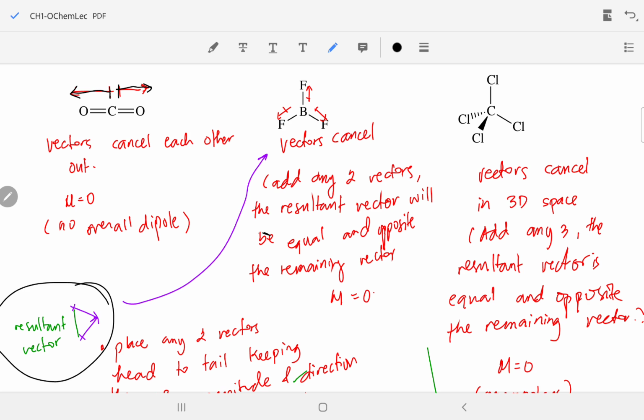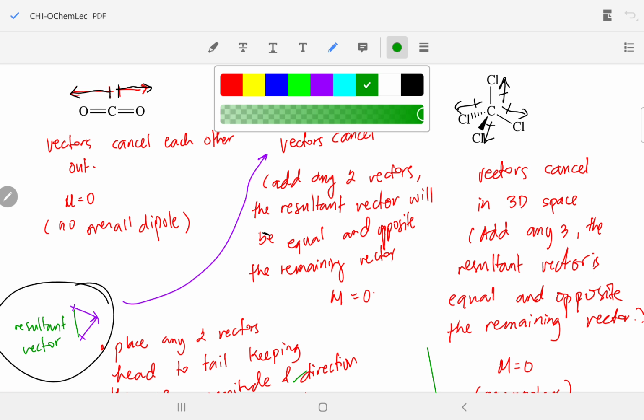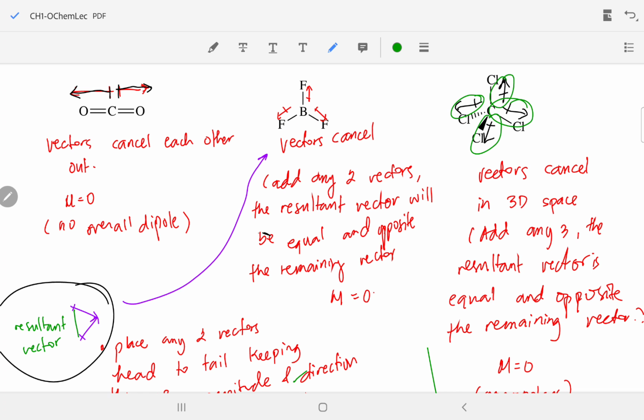For carbon tetrachloride, the vectors cancel in 3D space. When you add any 3, the resultant vector is equal and opposite the remaining vector. You draw it like this, like this, like this, and like this. Okay, so these 2 will cancel, and these 2 also will cancel, therefore the dipole moment is 0, and carbon tetrachloride is non-polar.